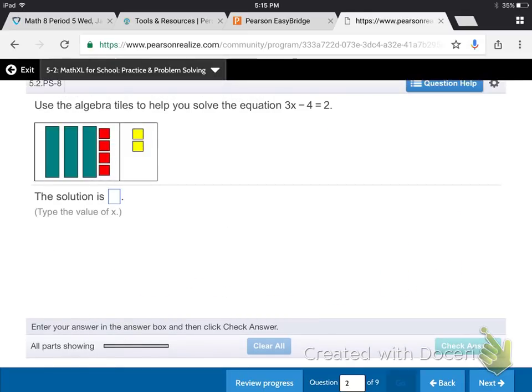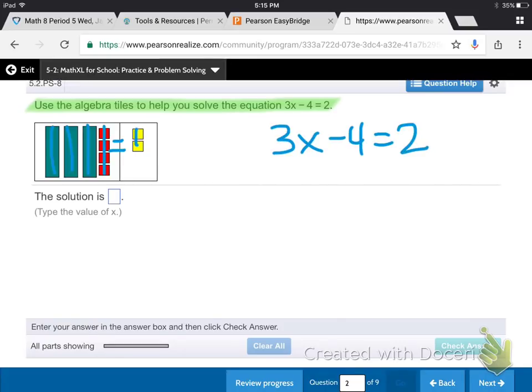Okay, next this problem says, use the algebra tiles to help you solve the equation 3x minus 4 equals 2. So we have 3 x's, 1, 2, 3, and then we have 1, 2, 3, 4 right there, negative, and then equals positive 2. You see that? 3x minus 4 equals 2. So if we write it down, what's the first thing we have to do? We have to take all those red tiles and we have to add 4 yellow tiles to each side. We have to add 4 yellow tiles to the left side and 4 yellow tiles to the right side.